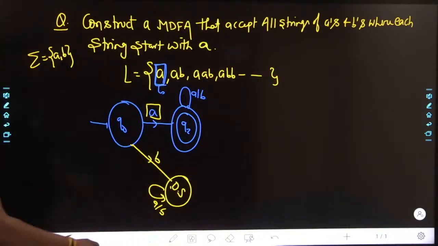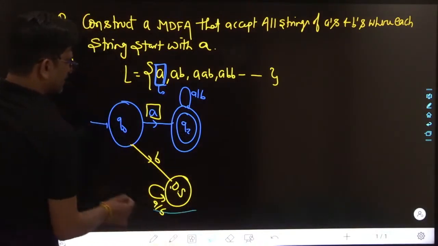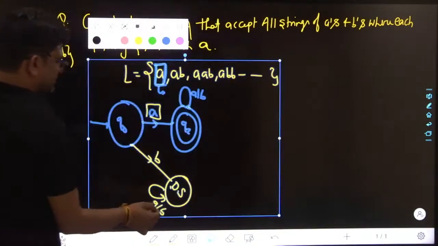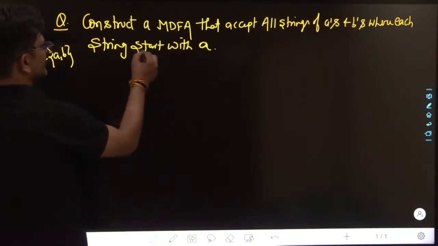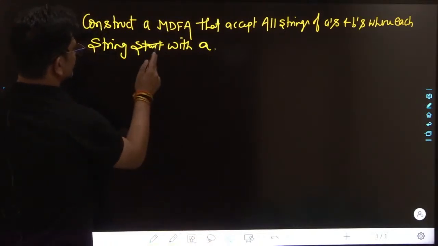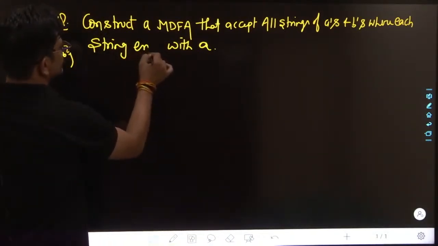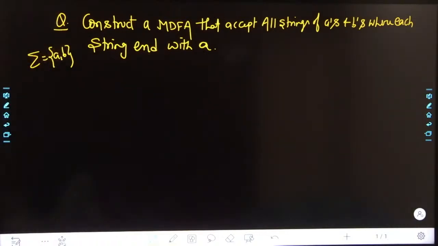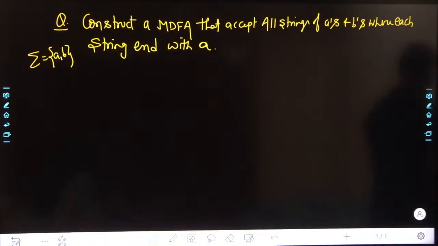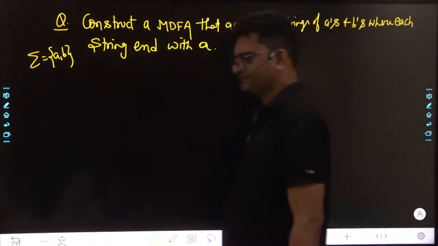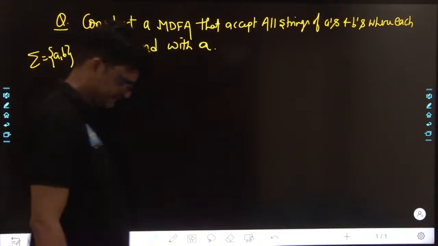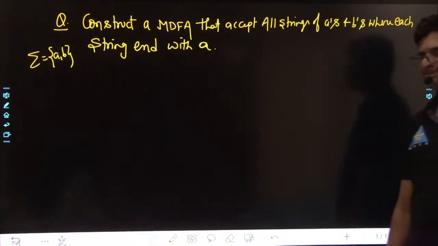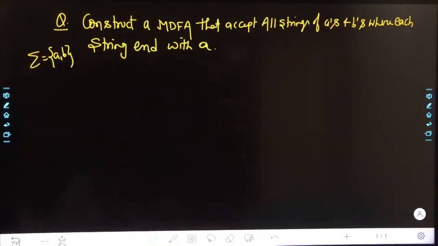See the next question. Construct a minimal DFA that accepts all strings of A's and B's where each string ends with A. Each string ends with A. Please try to solve this question. Clear? Have you done this?